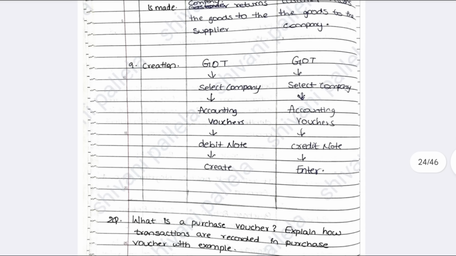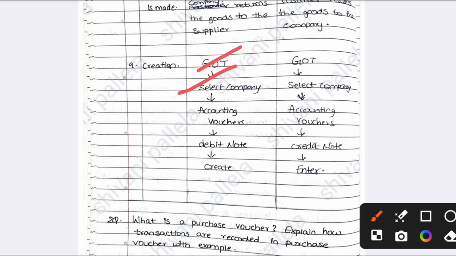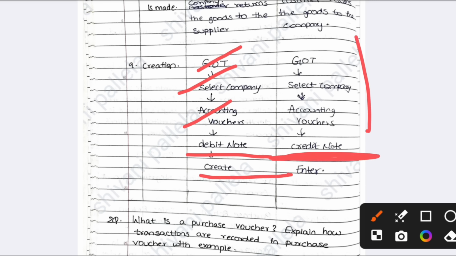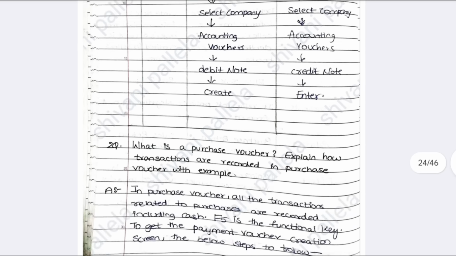So what is the creation? From Gateway of Tally, select company, Accounting Vouchers, Debit Note. Here, instead of debit you are writing the credit. That is the difference you have.